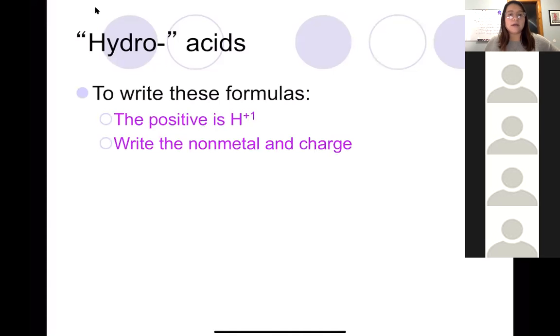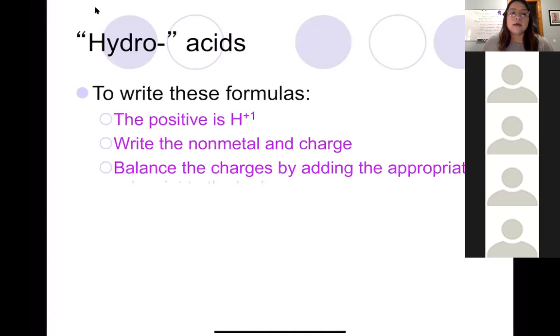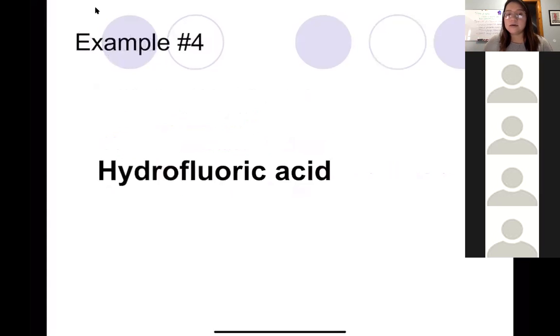Now, how are we going to write them? The second part is going to be a nonmetal, meaning an element from the right-hand side, and the charge. Then we balance them by adding the appropriate subscripts, basically by switching the charges. How do we know that hydroacids have a nonmetal from the right-hand side? Because hydro means no oxygen. Let's take a look at an example.